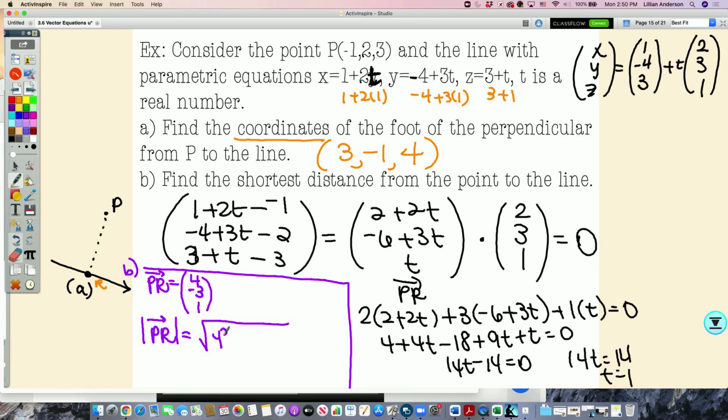So that's 4 squared plus -3 squared plus 1 squared. 4 squared is 16, -3 squared is 9, and 1 squared is 1. What is that? 26. Does that simplify? No. So the shortest distance is the square root of 26 units.